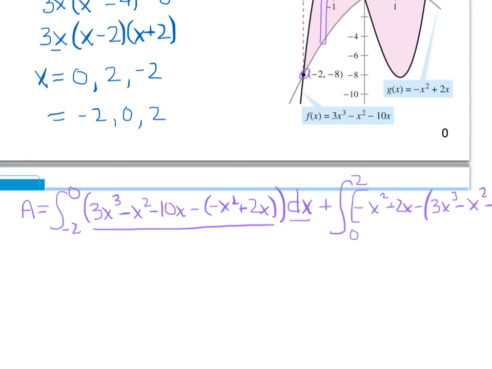So now if we go through and simplify everything, I have the integral from negative 2 to 0 of 3x cubed. I have a negative x squared here, so that's going to become positive x squared, which is going to give me 0x squared. And I have a positive 2x, which is going to give me a negative 2x, plus the already negative 10x is going to give me minus 12x.